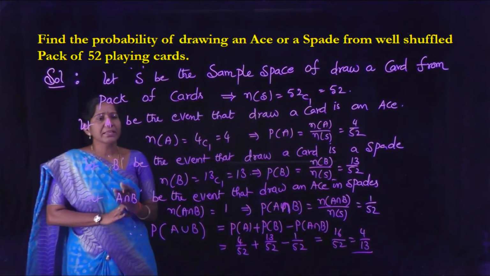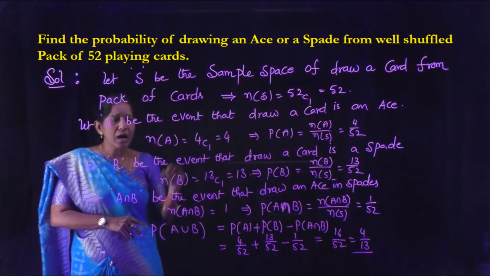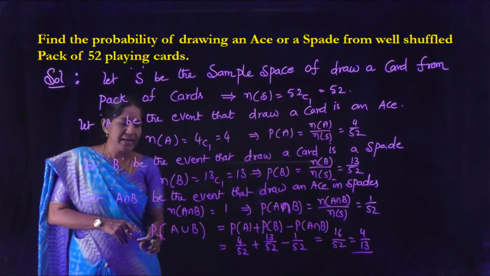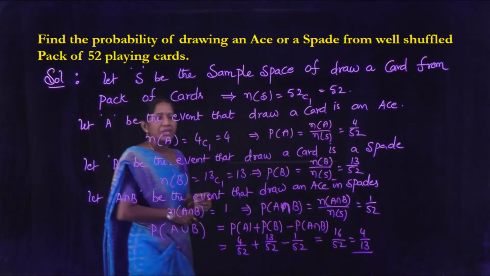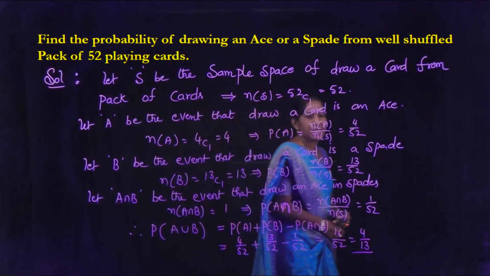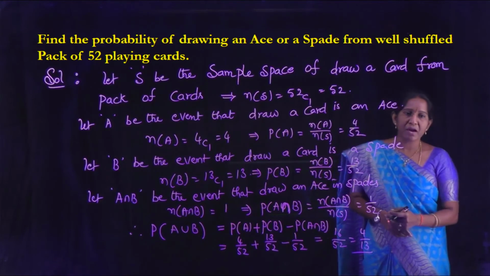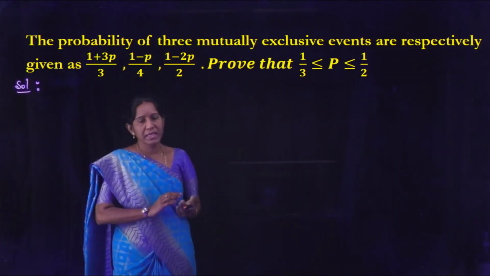So the probability of drawing an ace or a spade: or means the set notation union. Probability that A or B is denoted by P of A union B. P of A union B is P of A plus P of B minus P of A intersection B. Put the values. Come to the next problem.